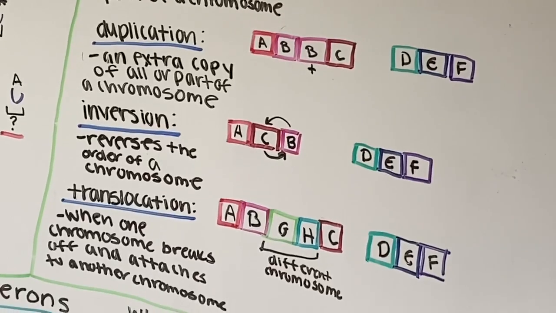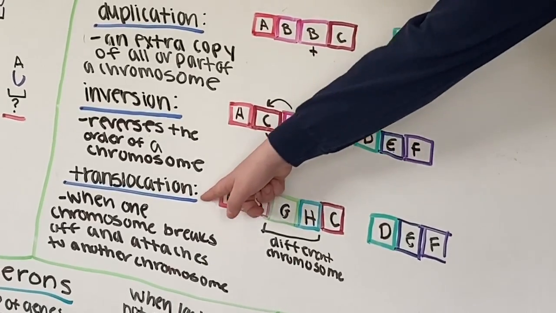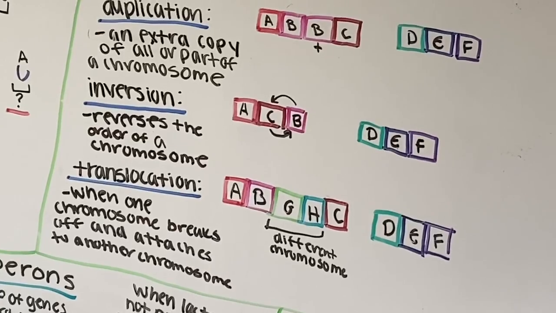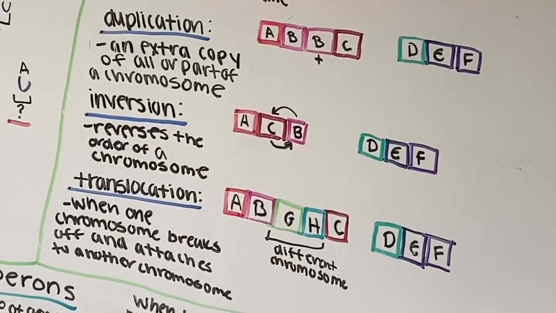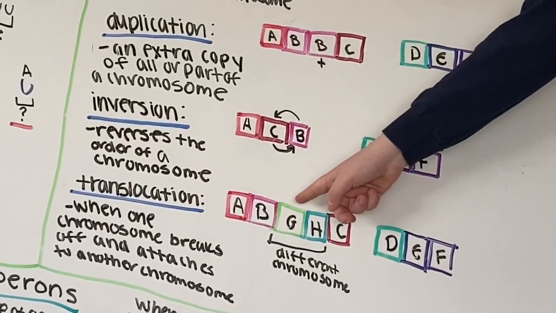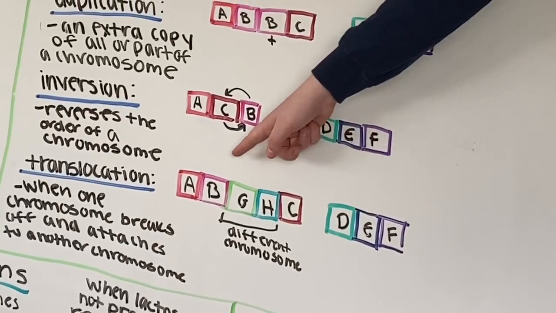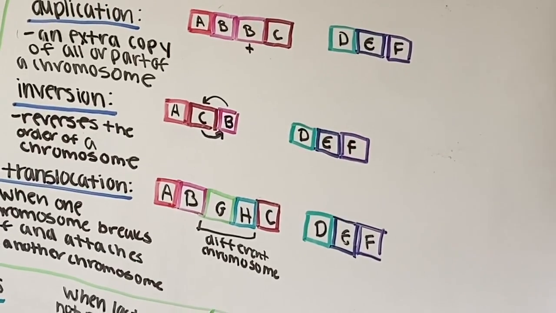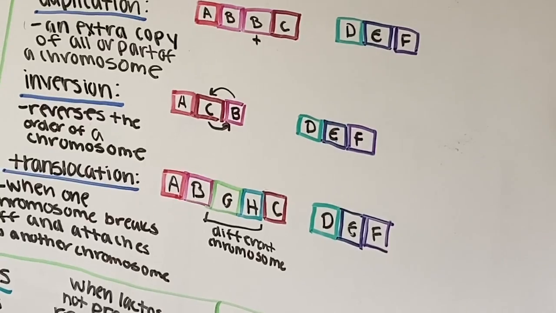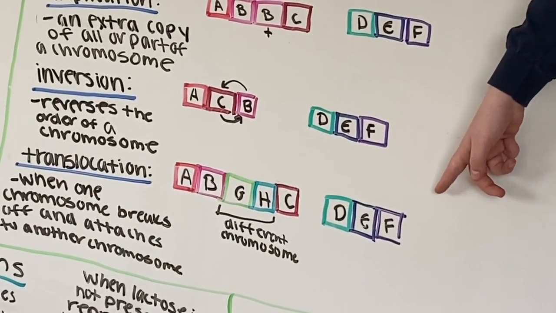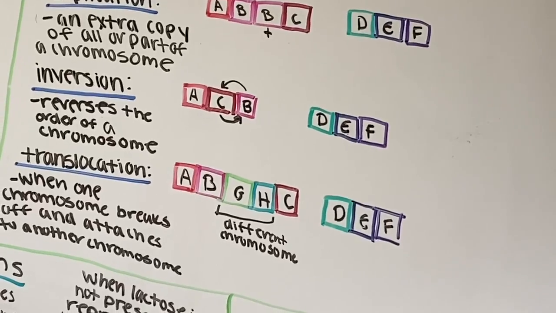And the final kind is translocation, which is when one chromosome breaks off and attaches to another chromosome. So the chromosomes G and H were added to this sequence in the middle of the chromosome, which can result in very bad genetic disorders and chromosome disorders.